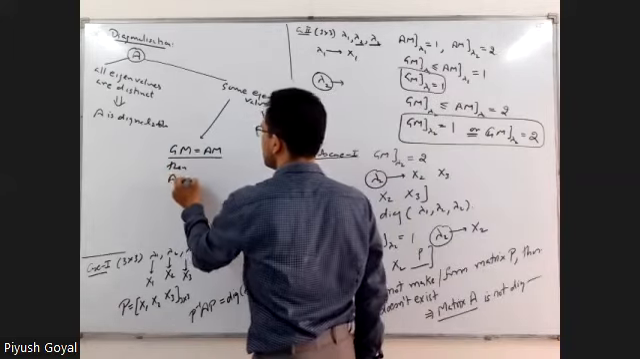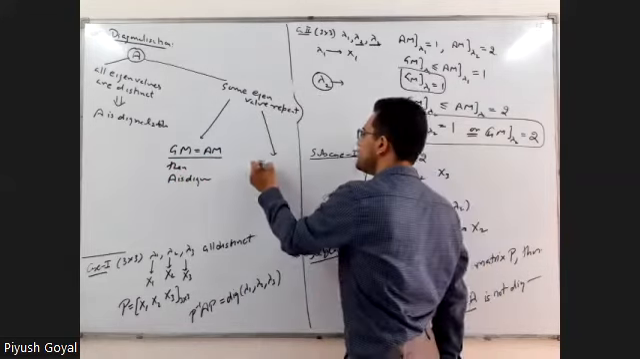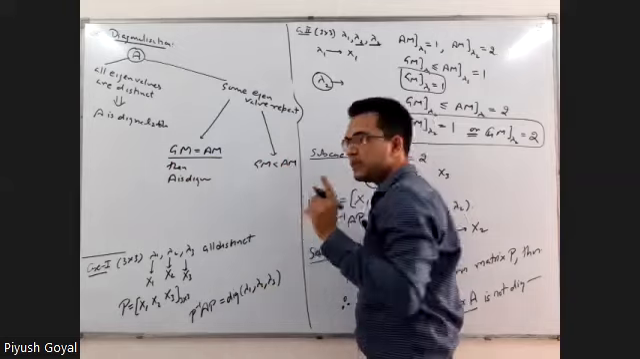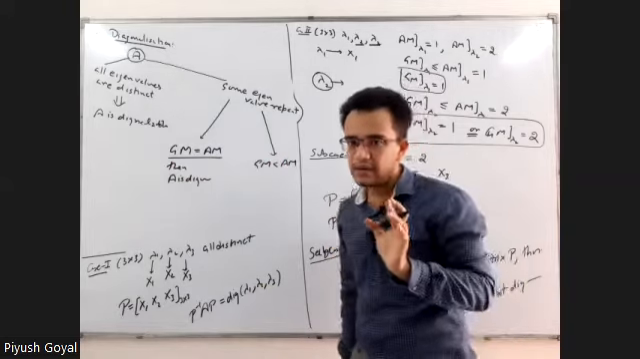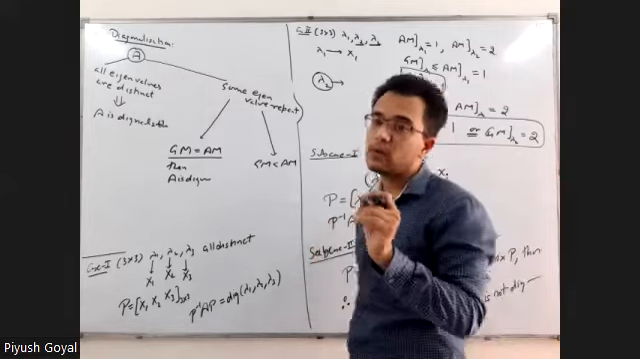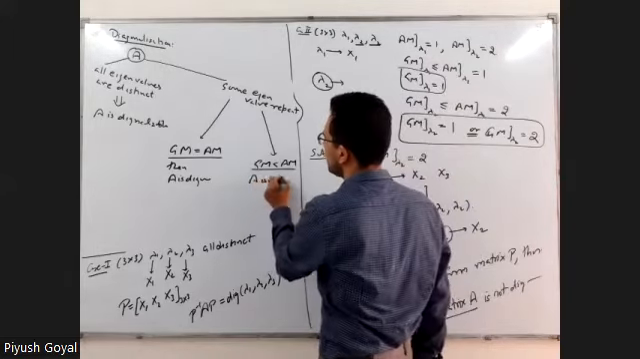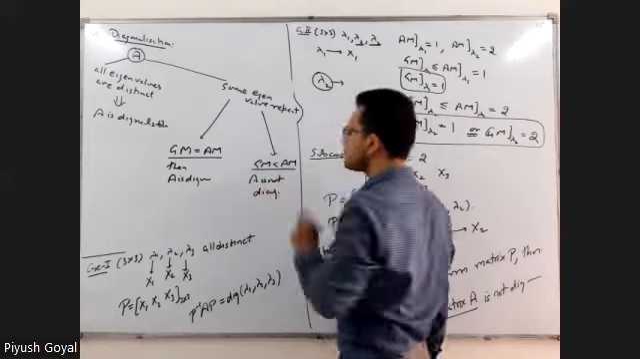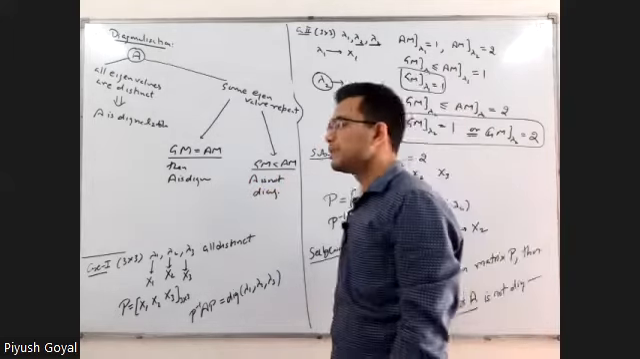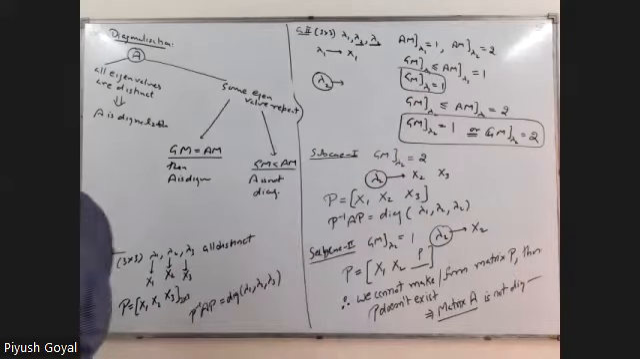A is diagonalizable. But if gm is less than am, this means that we have three eigenvalues, but we will not have three eigenvectors, therefore we will not be able to make this matrix P, and hence A is not diagonalizable. So this is the thing. I hope this is clear to you. We will do some theorems and numericals to make it clear.